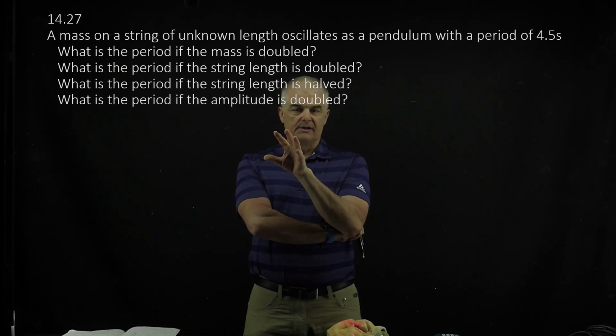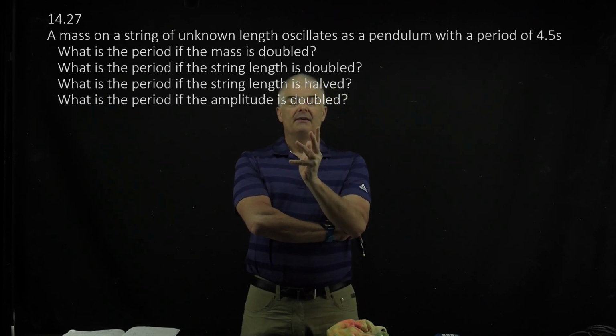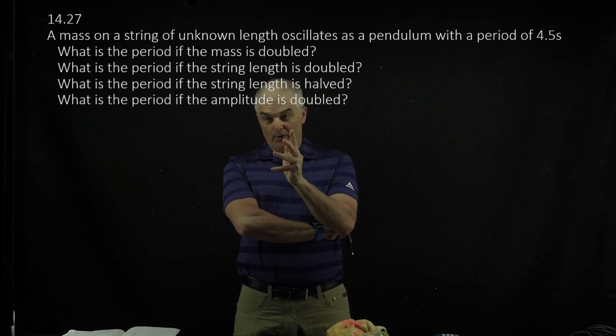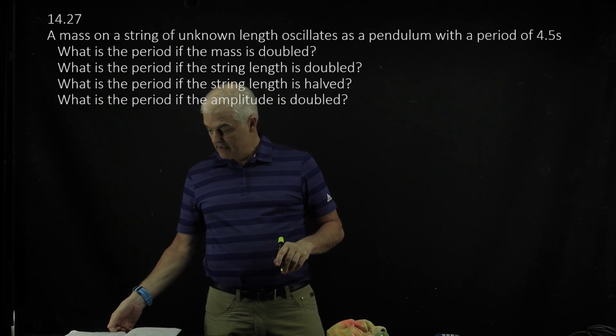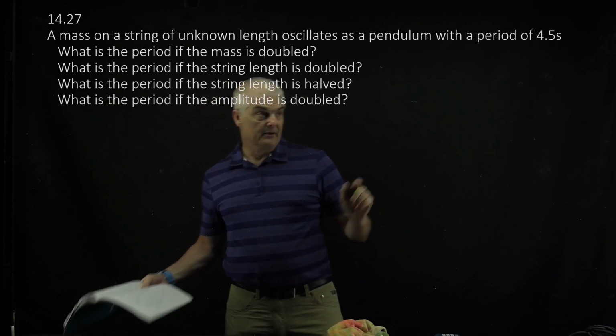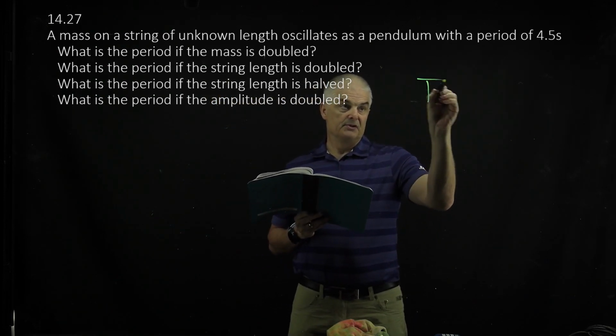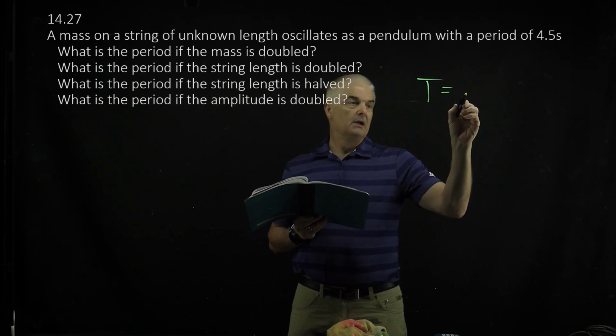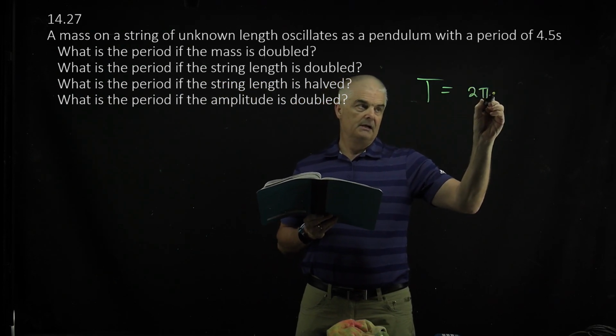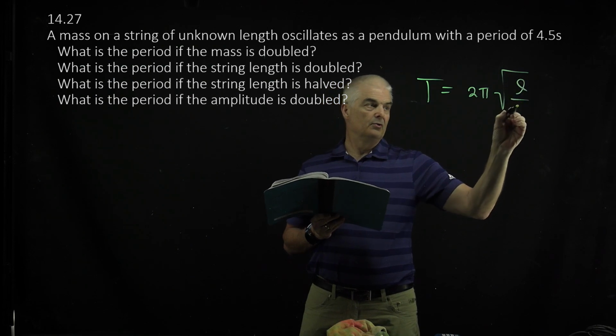Now in this question, the key that you're going to be looking at is you're trying to basically compare the period and what happens if you monkey with stuff. So the key equation that you're going to work here is the period of a pendulum. T is equal to 2 pi square root of L over G.